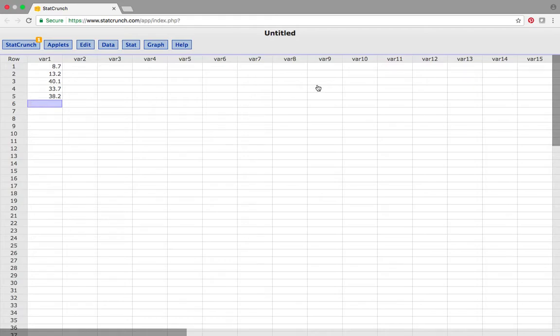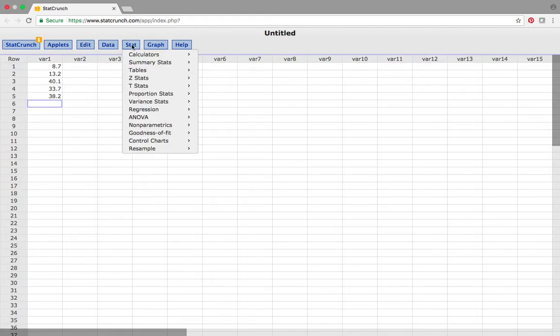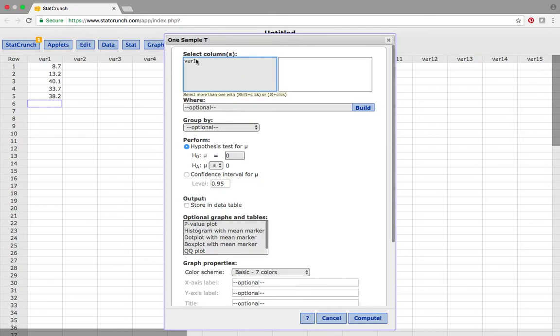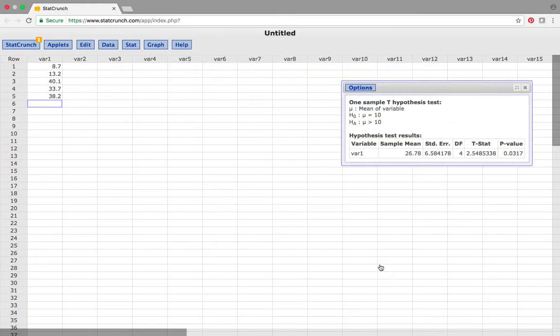All right. So I'm going to hit Stat. I'm going to conduct the test of hypothesis first. I'm going to use the easiest one, the p-value approach. So one sample with data. So mu equal 10 and mu greater than 10. All right, compute. So I've got a test statistic of 2.55 and a p-value of 0.032.